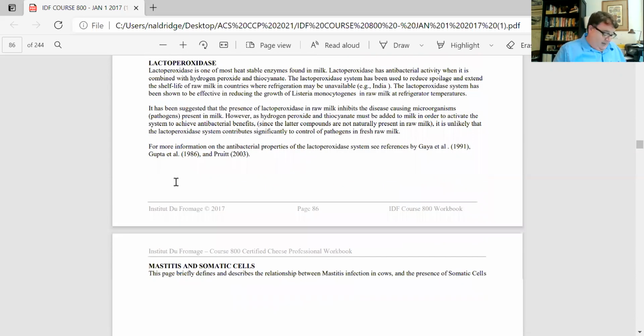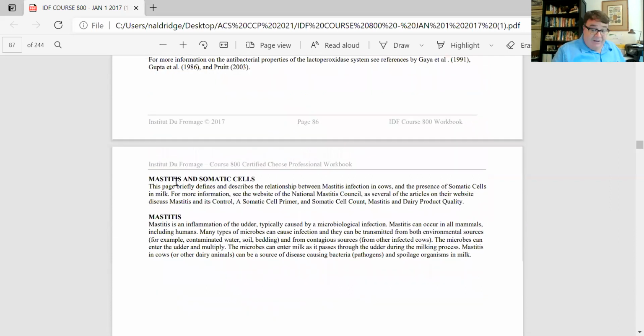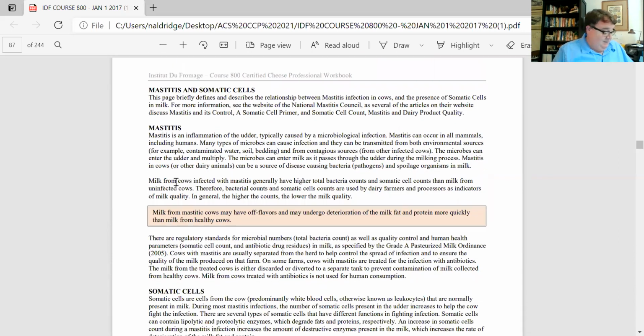But on the other hand, on page 87, this is a very important page. Mastitis and somatic cell count. You got to know that. That's extremely important. Mastitis. You will 100% get asked about mastitis. What is it? How do you get it? And what do you get from it?